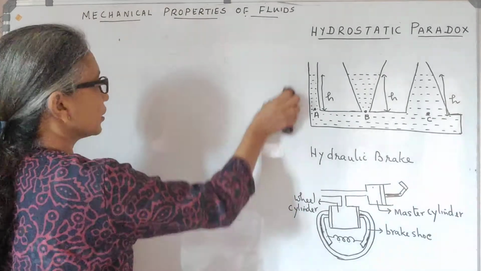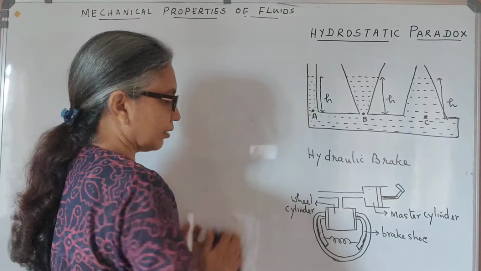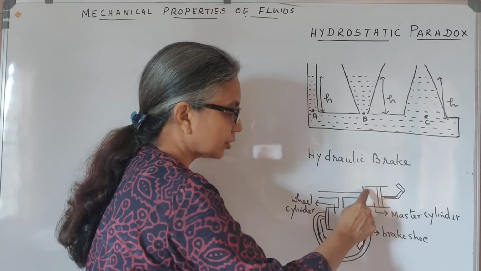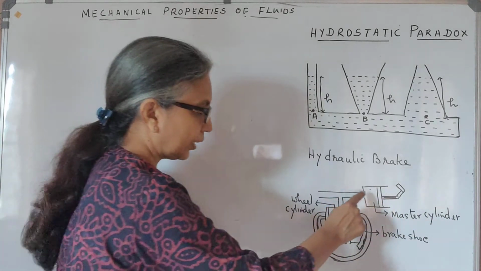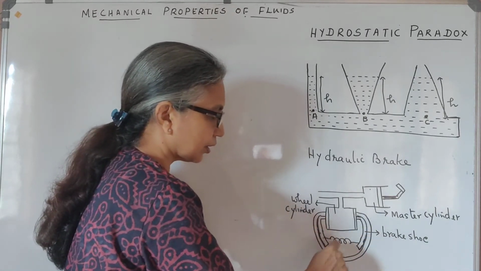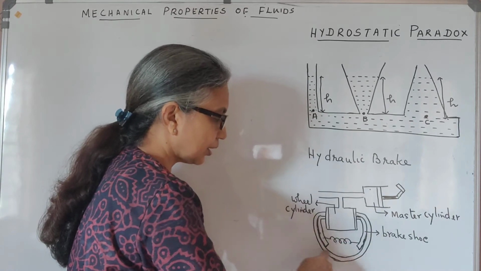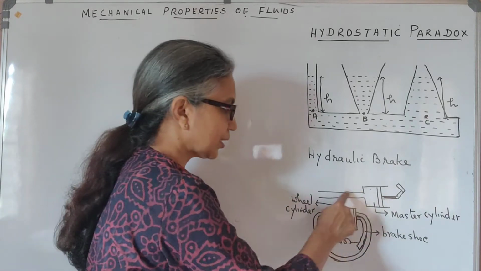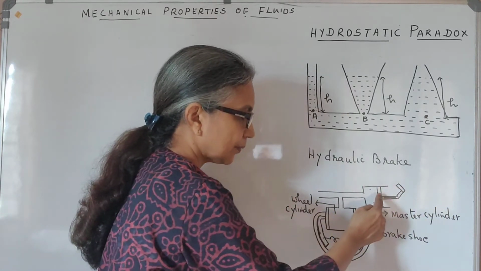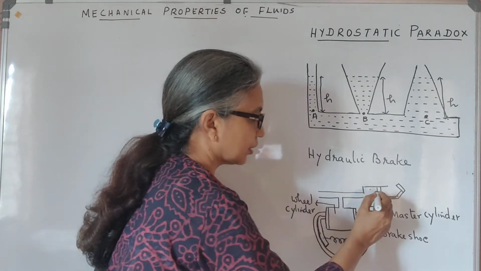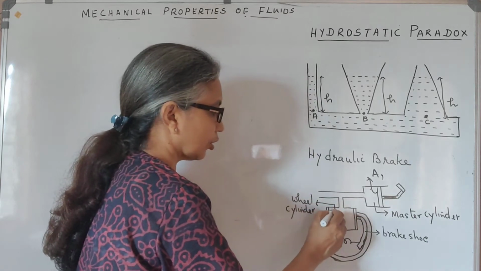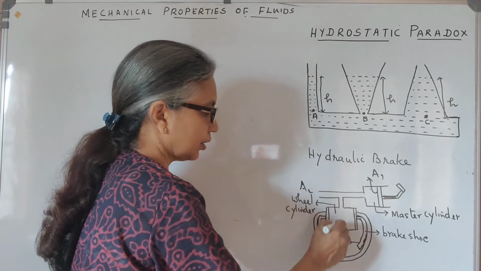In hydraulic brakes, this is a very rough diagram that I have drawn here. You have your pedal here where you apply the brakes. This is connected to something called the master cylinder, and this master cylinder is connected to a wheel cylinder, and the wheel cylinder is then connected to the brake shoe, which then touches the wheels. So this has what you call the brake fluid. When you apply pressure on the brake, let's say this has area A1, and the area of cross section here is A2, this piston.